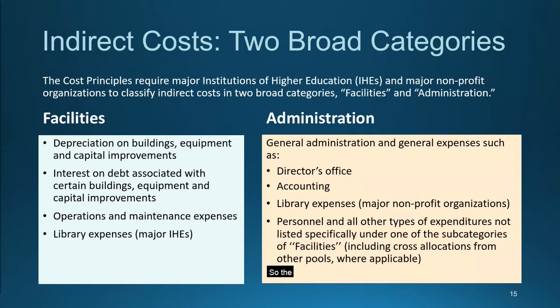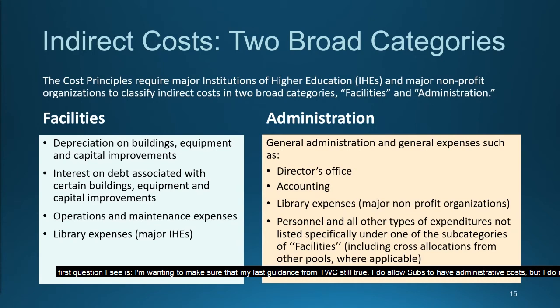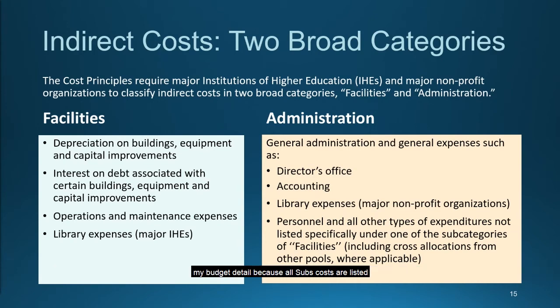So the first question I see is, I'm wanting to make sure that my last guidance from TWC is still true. I do allow subs to have administrative costs, but I do not list the subs' admin costs in my budget detail because all subs' costs are listed under contractual. However, I track subs' administrative costs to ensure that we do not exceed the admin cap. Am I doing this correctly?